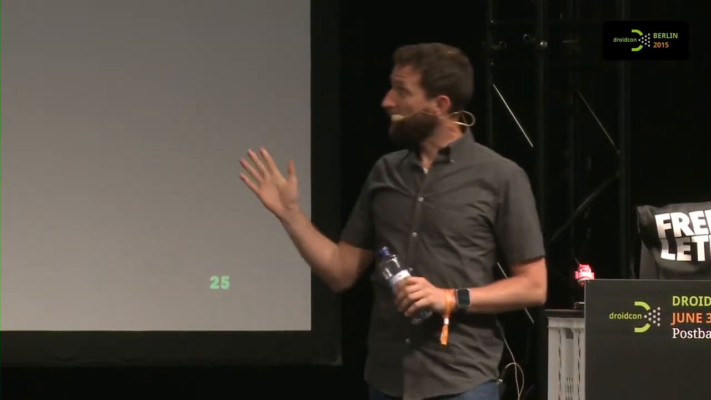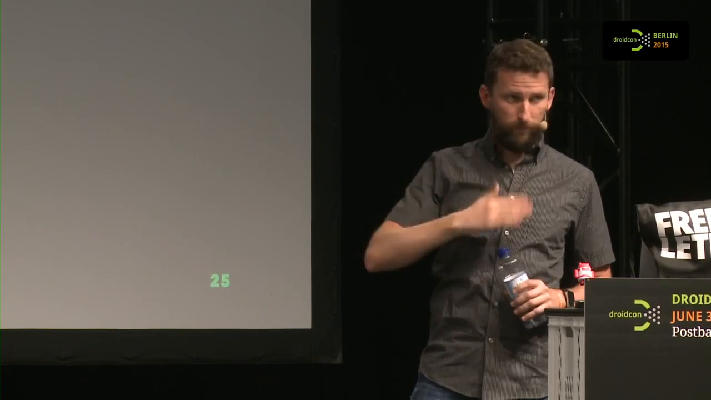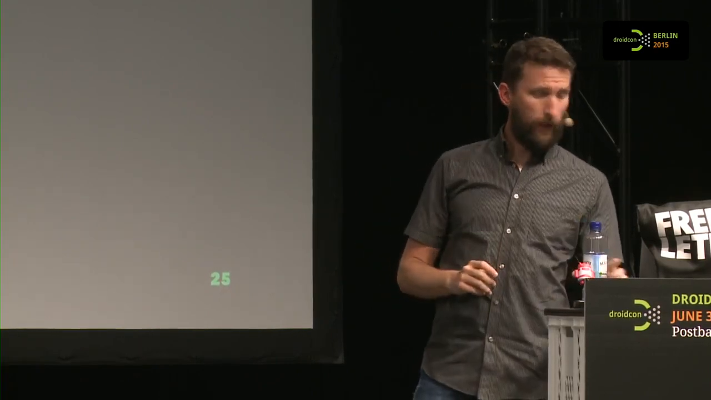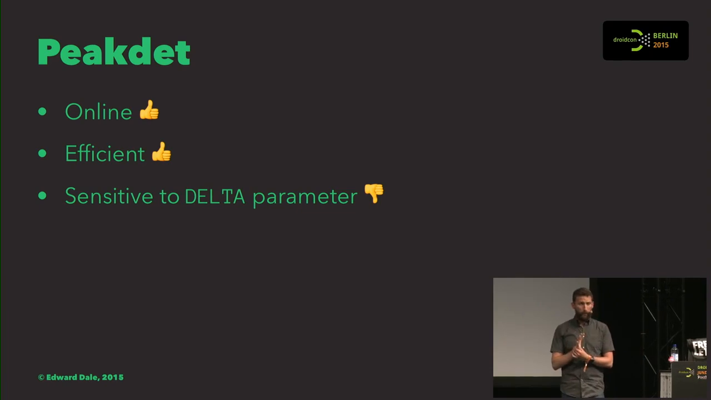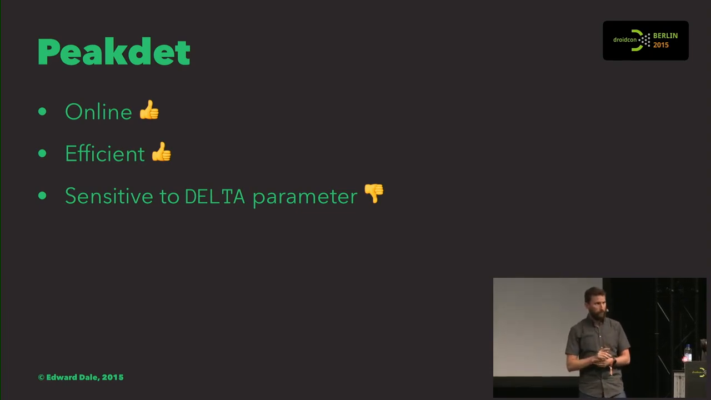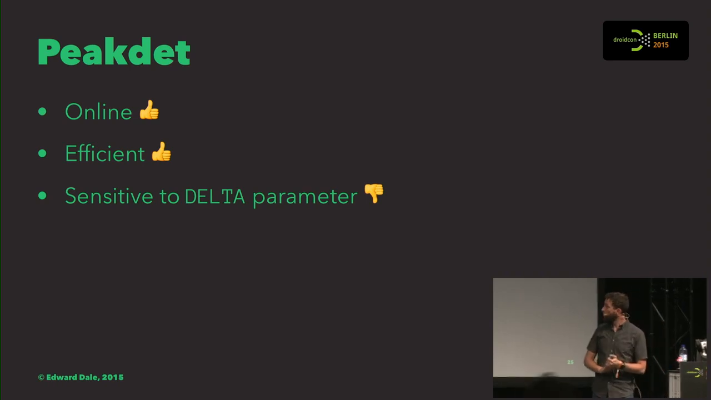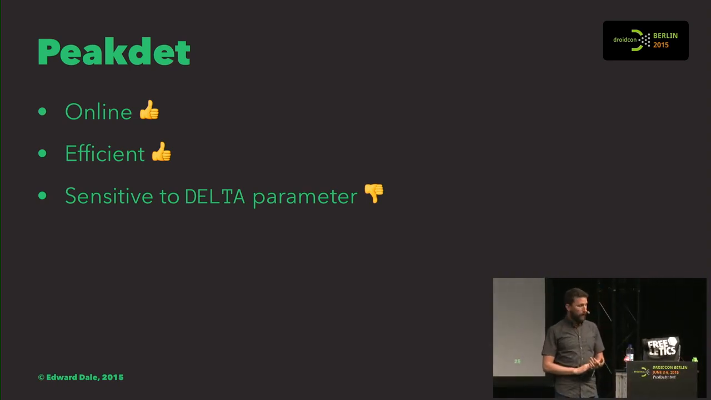That's the benefits of peak det. It's online, so it's just eating away at your data. It's efficient. We can calculate the complexity: you have to get the magnitude of the vector. So that's 3 square operations, a square root, and then a couple of greater-than, less-than comparisons. So it's really not that bad for efficiency. And the biggest downside is the sensitivity to the delta parameter.